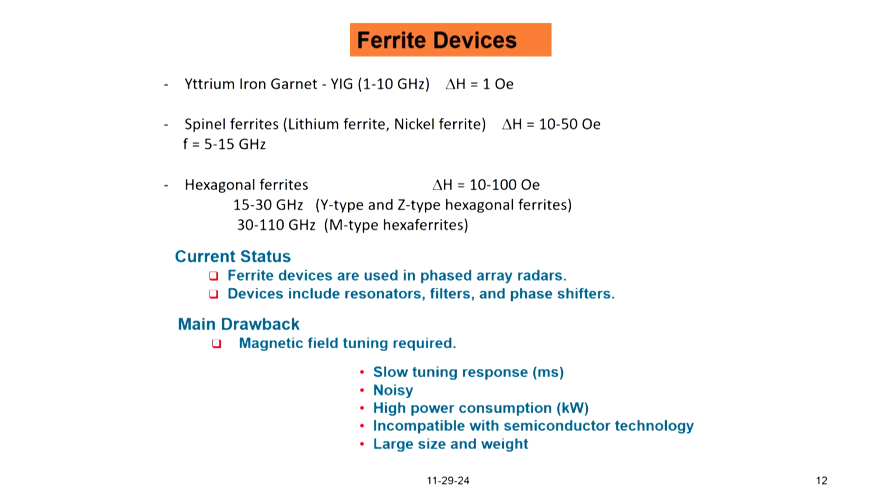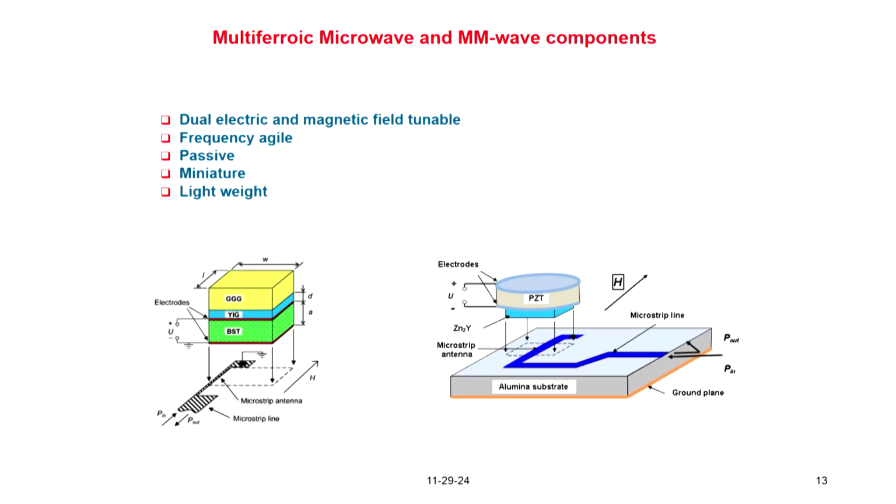This is called SWaP: size, weight, and power. So the whole idea is to reduce the SWaP needed for these devices, and one of them is shown here, and it's a hybrid wave device with BST and YIG, and it's placed on this strip line. It can be used as a resonator or a filter, but it can be bonded to PZT and put on this microstrip line, and then you excite it with microwave power.